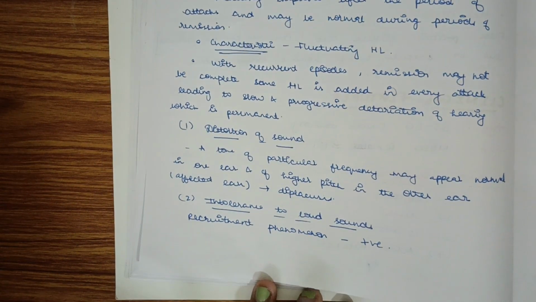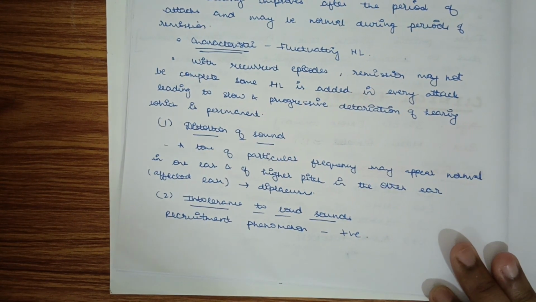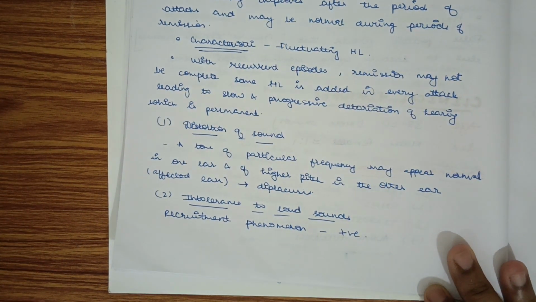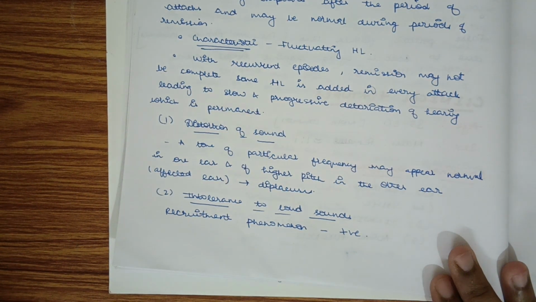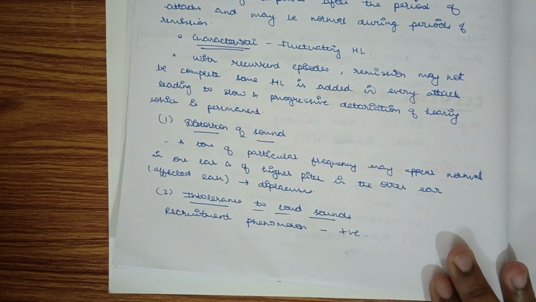And next we'll look at distortion of sound and intolerance to loud sounds. Distortion of sound: a tone of a particular frequency may appear normal in one ear and of higher pitch in the other ear, the affected ear, leading to diplacusis. So if we give a tone of a particular frequency, in the affected ear it may appear of higher pitch, but in the normal ear it will obviously sound normal. So this will lead to diplacusis, that is, different hearing in different ears.